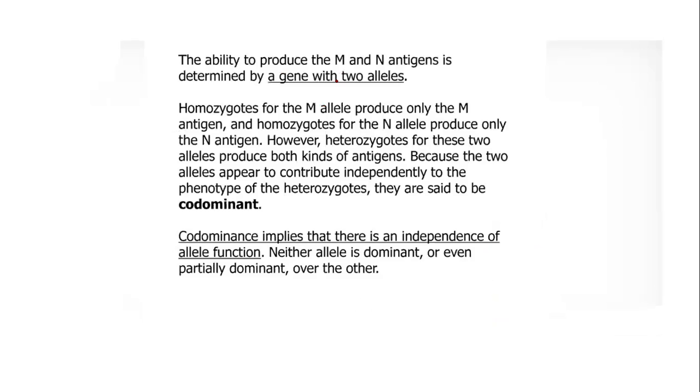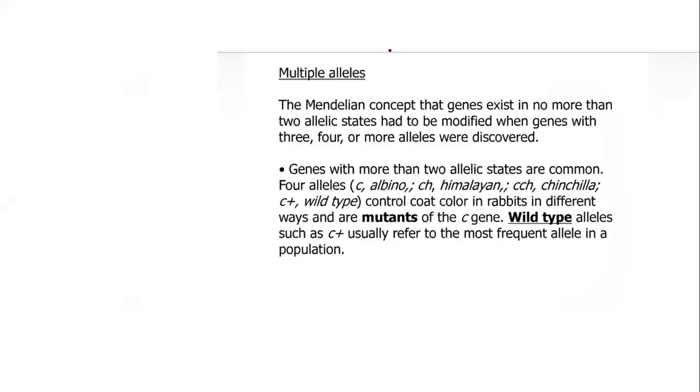The ability to produce the M and N antigens is determined by a gene with two alleles. Homozygotes for the M allele only produce the M phenotype. Homozygotes for the N allele can only produce the N phenotype, while the heterozygote MN can produce the MN phenotype. So when the M allele and N allele come together, both show their effect. It means both of the alleles can show their effect when they come together. Such type of dominance is known as codominance.